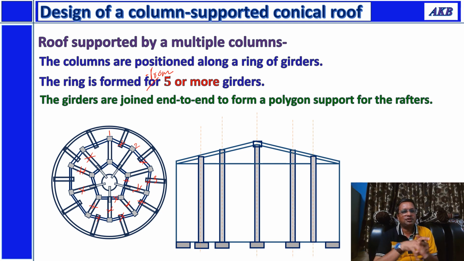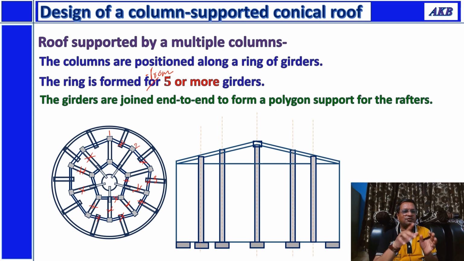For small diameter storage vessels, even a single column is sufficient. You can position that column at the center, and in this way you can support the conical roof. But if you have large diameter storage vessels, then we need multiple columns, and those multiple columns will be supporting the conical roof with the help of girders and rafters. The girders will be forming a ring which is actually a polygon. This polygon then supports the rafters.